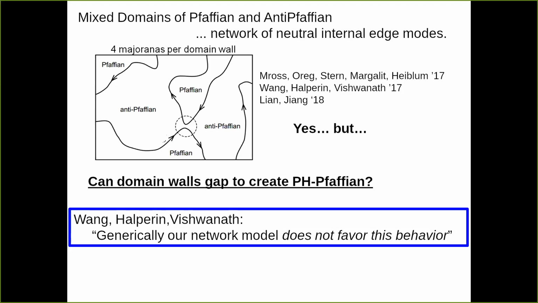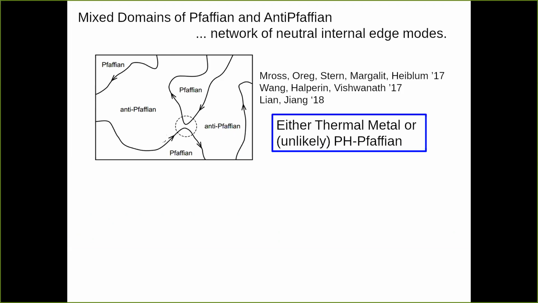But before we ask whether this is a possible solution, we should ask, okay, so the conclusion here is that we should expect either a thermal metal, which is sort of generic, or unlikely you get a PH Pfaffian from this fine tuning somehow. But first we should ask, why should we ever expect to have domains in the first place? The input to this theory is that you have domains of Pfaffian and domains of anti-Pfaffian. Why should you have domains? Is there any situation in which you could expect to get domains?